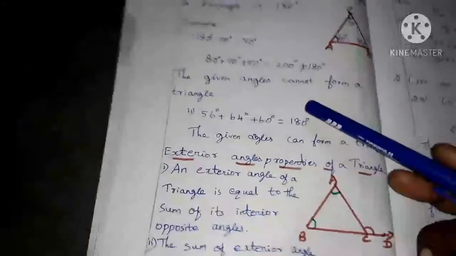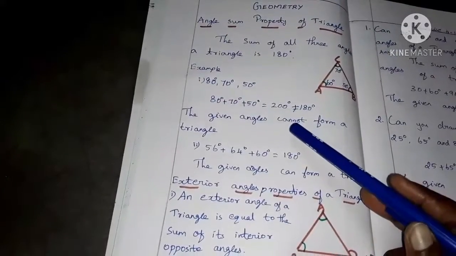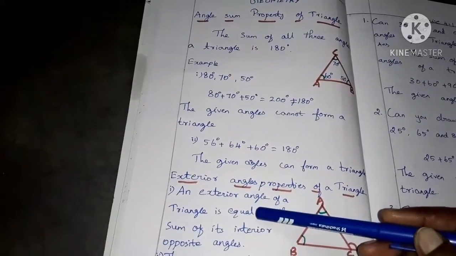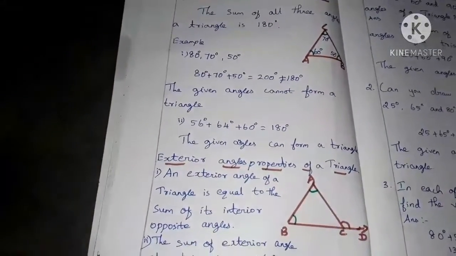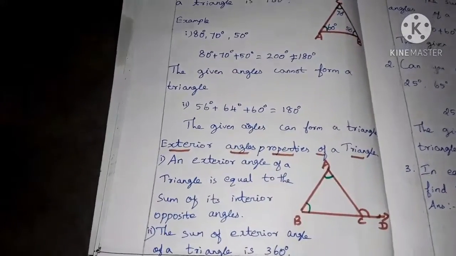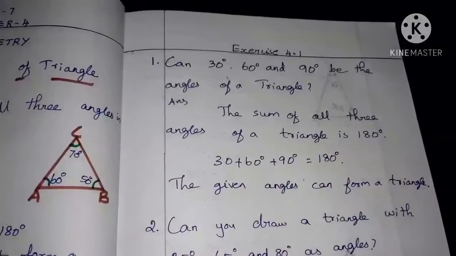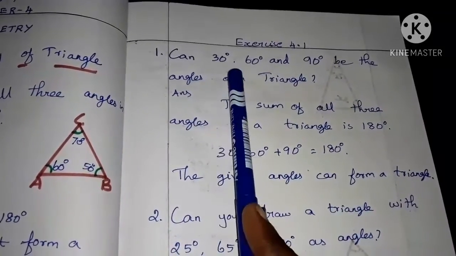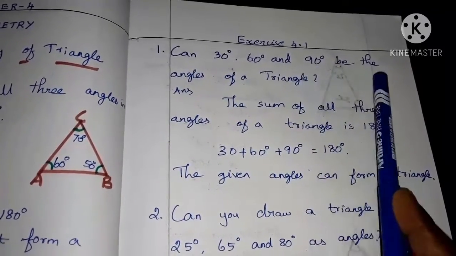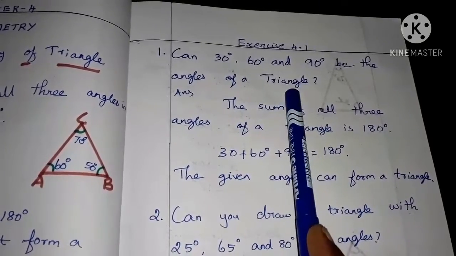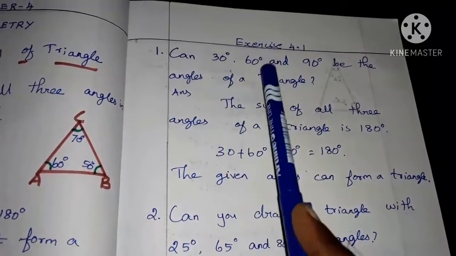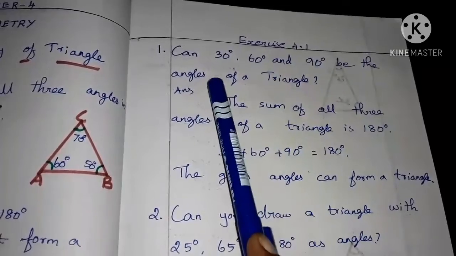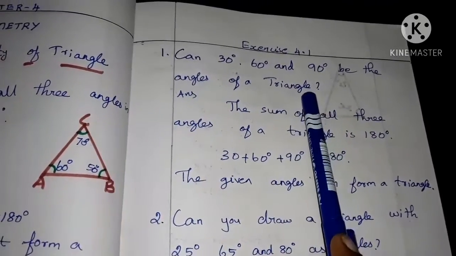Okay, so we have seen the two concepts, angle sum property and exterior angle. Now we are going to see the exercise. Exercise 4.1, first question. Can 30 degree, 60 degree and 90 degree be the angles of a triangle?